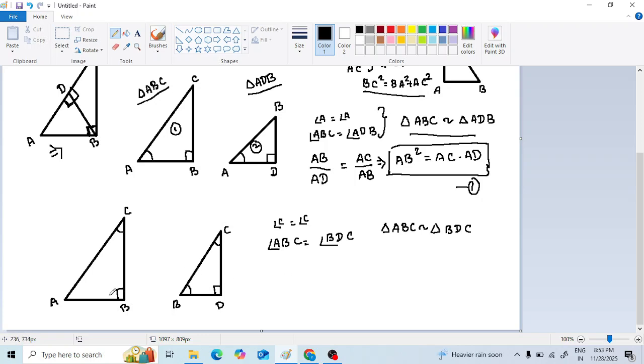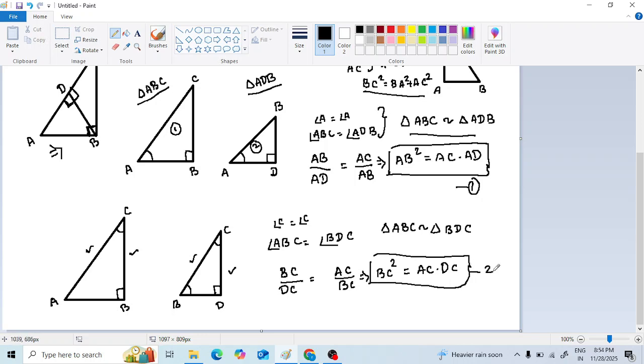So I take the sides BC and DC, and then the hypotenuse AC and BC. Therefore, the sides are BC by DC is equal to AC by BC. Now I get BC square is equal to AC into DC. I take this as equation number 2.